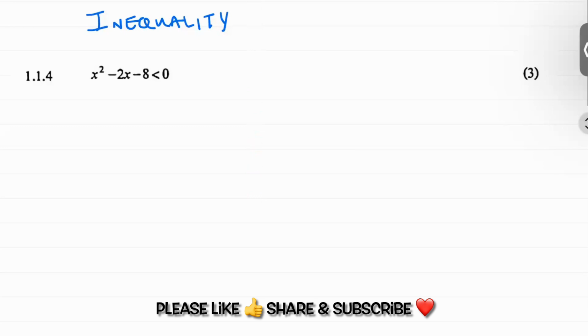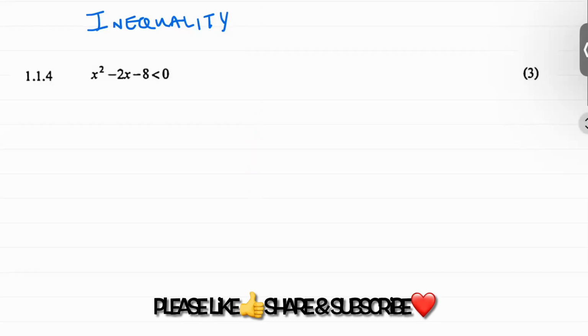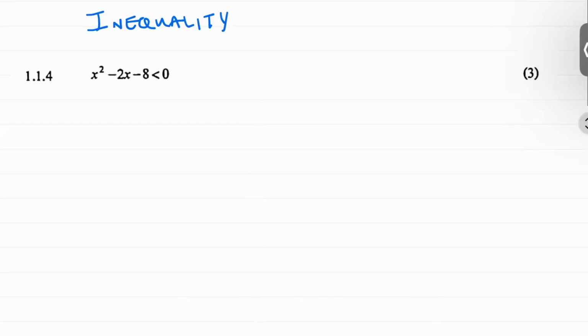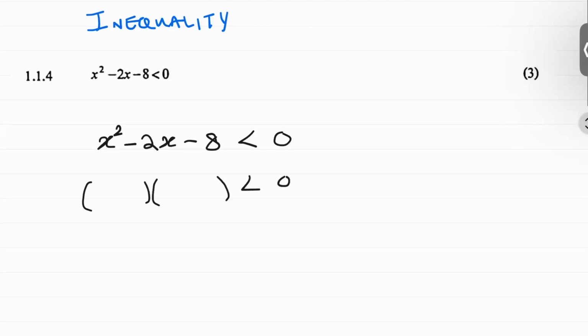Now for the next question, this is not just any inequality. This is a quadratic inequality. Okay, whenever you're faced with a quadratic inequality, you'll have to factorize first and then calculate the critical values. So my factors here for 8 would be 4 and 2. And in our brackets, we'll have x minus 4 and x plus 2, which means our critical values are x is equal to 4 and x is equal to negative 2.